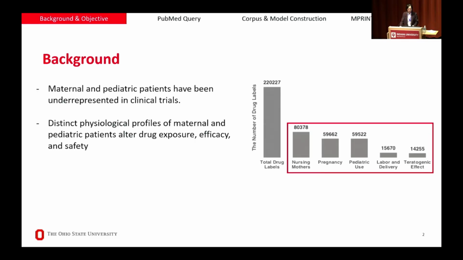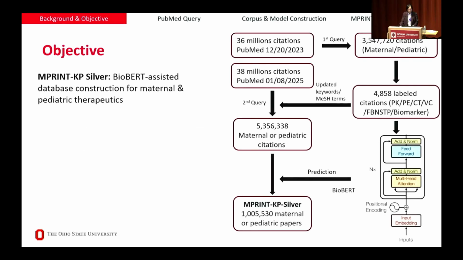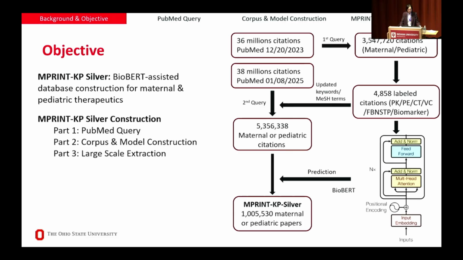in the clinical practice. So here our objective is to construct an MPRINT Knowledge Portal Silver, which is a publication-based maternal and pediatric therapeutic knowledge base. We hope this resource can integrate the scattered information, support the research, and maybe promote the drug label change. The construction process includes three steps, which are the PubMed query, the corpus and model construction, and the large-scale extraction.